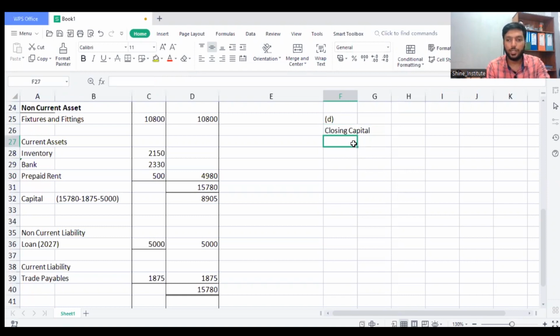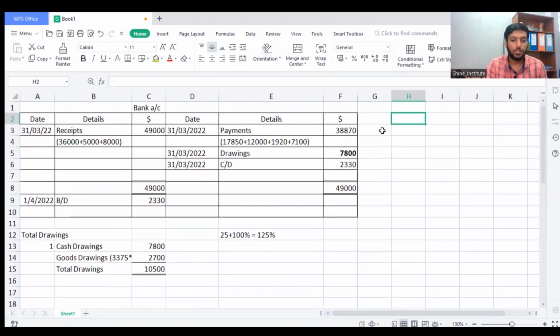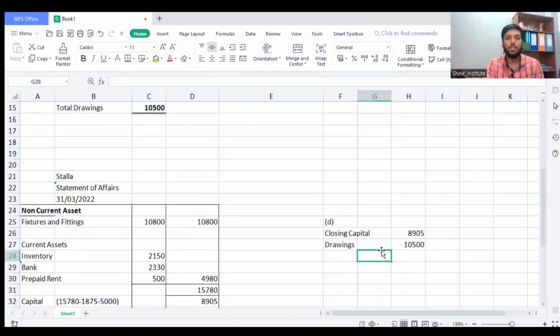And then we have the next part to do. The closing capital was 8,905. So I'm going to write here. And we found the drawings as well, so I'm going to add that back. It's going to be 10,500, which we found on the first adjustment. Here you can see this is the exact amount I'm going to take into the sum. So 10,500. So I have added that as well. So 8,905 plus 10,500 is my addition.